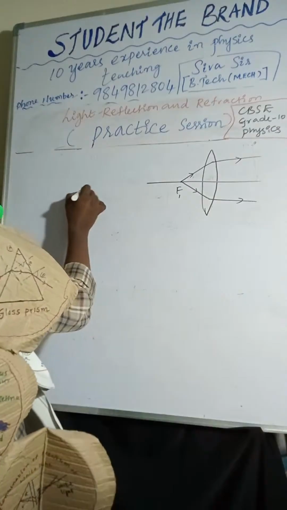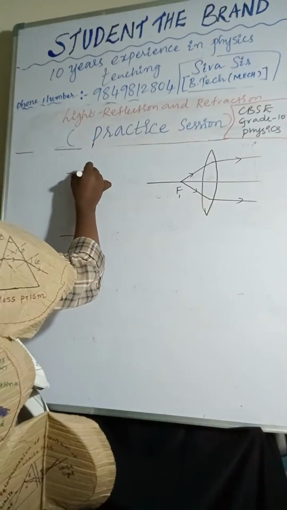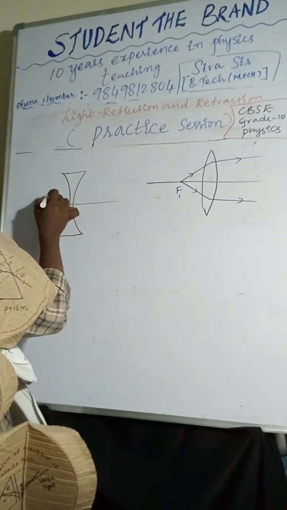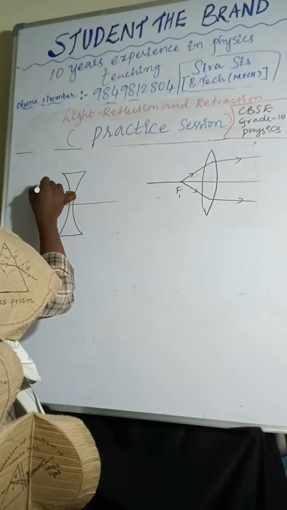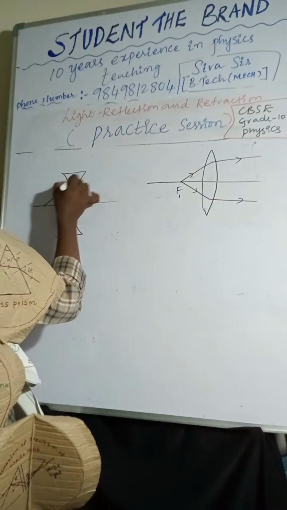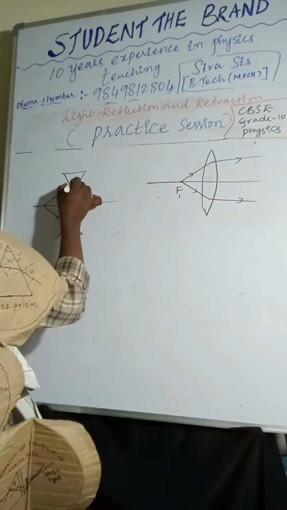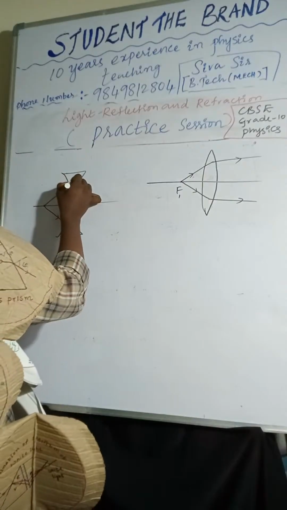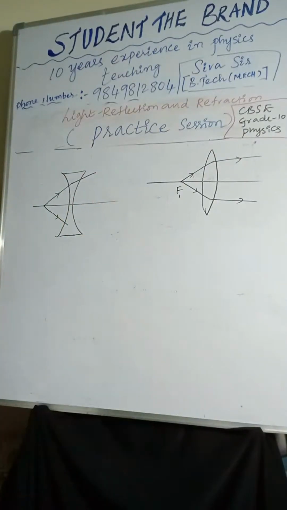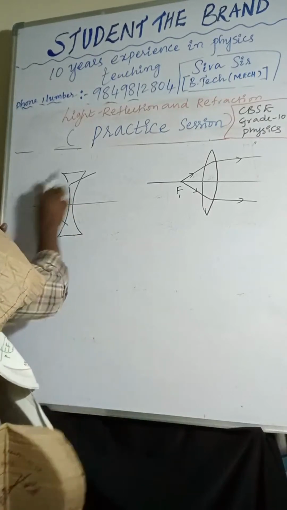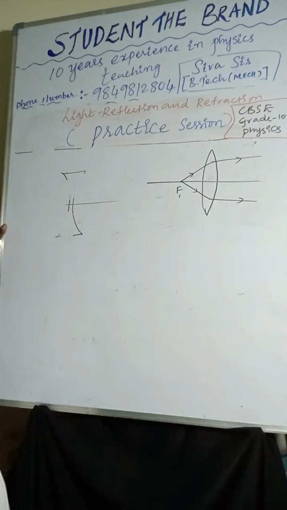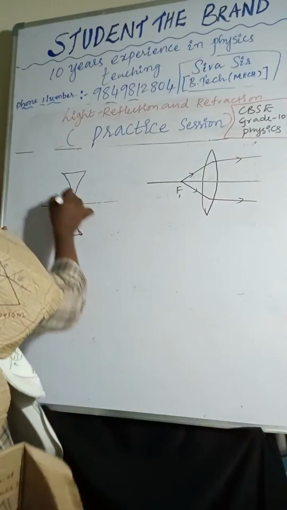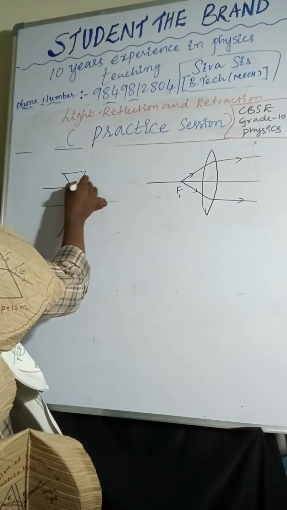So the second one is the concave lens. This is the concave lens. Light rays will come here, like this. If the light rays are coming from one point and passing through the focus, it will diverge. Even if the light rays are coming from infinity like this, it will diverge, right?